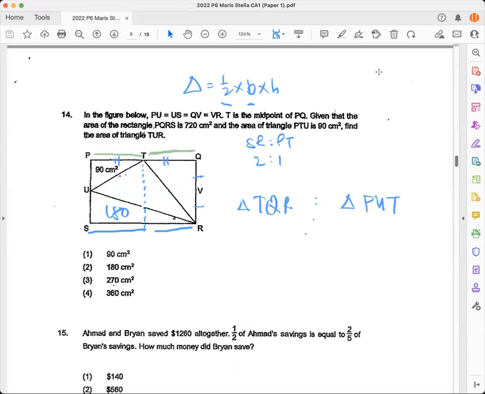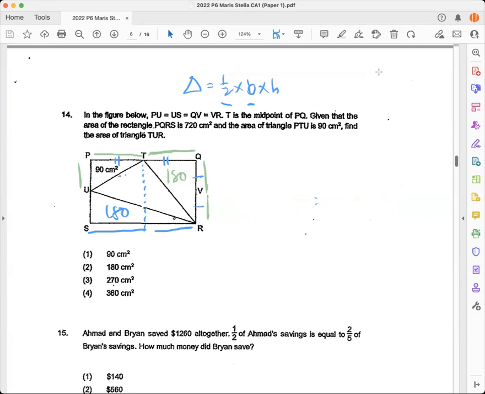Now let's look at their height. For triangle TQR, the height is 2 units, 1, 2. PUT is 1 unit. So the height of triangle TQR is twice that of triangle PUT. If they both share the same base and the height is twice the other triangle, the area will also be twice the other triangle. All right. Clear this and continue.